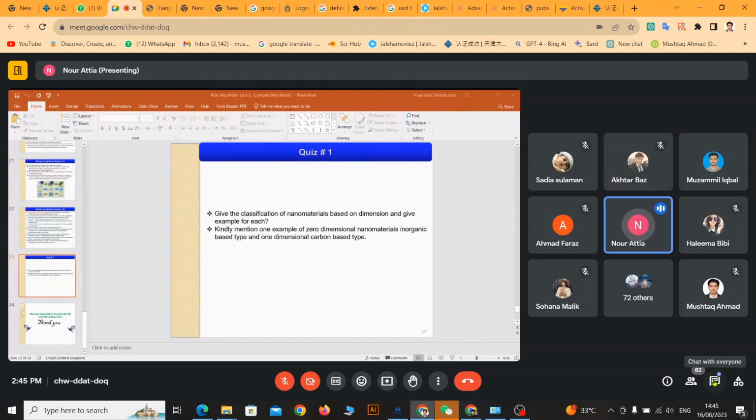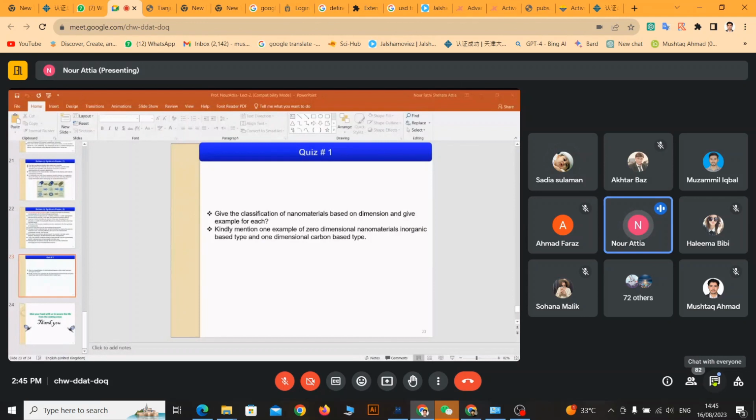So I need a one dimension carbon based. It's simple. Carbon nanotube. Carbon nanotube is one dimension and carbon based. Okay.